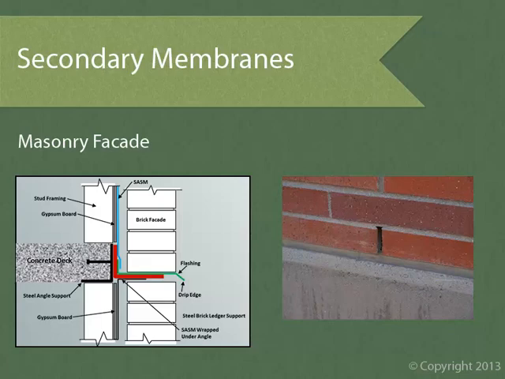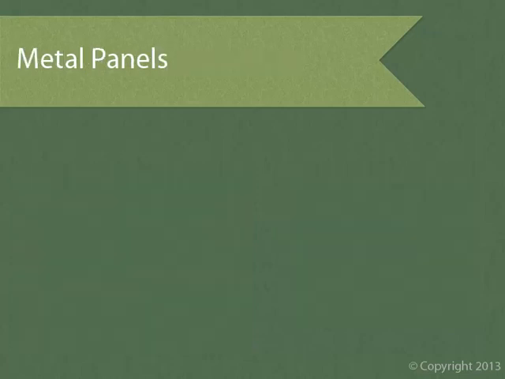When we're coordinating the exterior skin of a building, we're not just coordinating the facade materials, we're coordinating the secondary barriers as well. Next, let's go over a couple things that we need to research when we're coordinating a metal panel system. This illustration is a basic diagram of a pretty typical insulated metal panel.